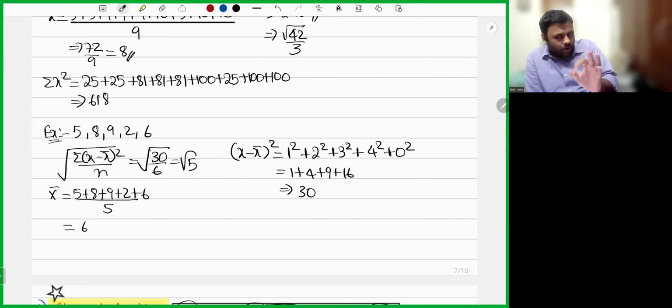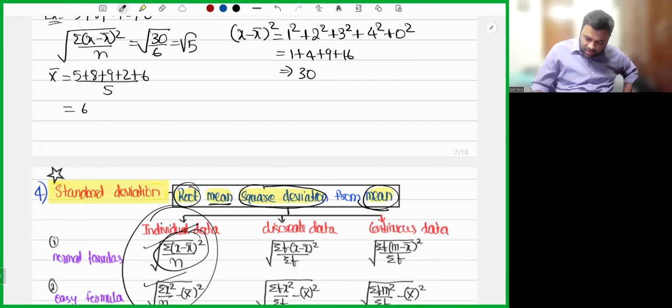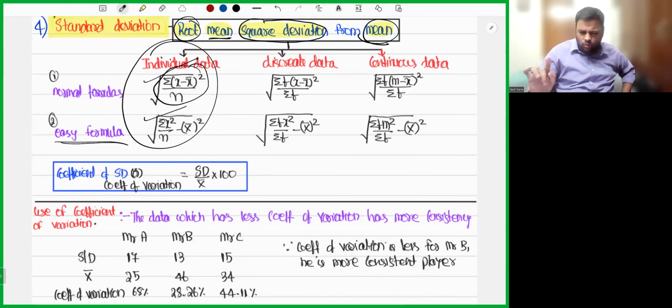Okay. So I hope the point is clear how to calculate standard deviation. I have applied two formulas for standard deviation, the first formula as well as the second formula. Now, my dear friends, I hope you understood what is standard deviation. I'll tell you the exact definition also. Don't worry. Not today. I think I'll tell it tomorrow.